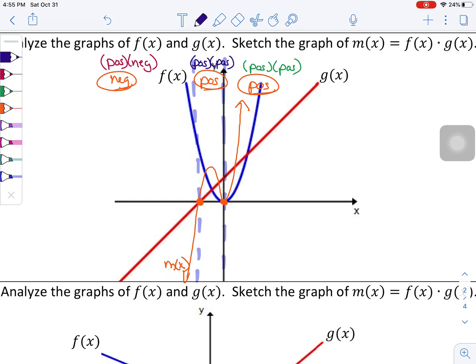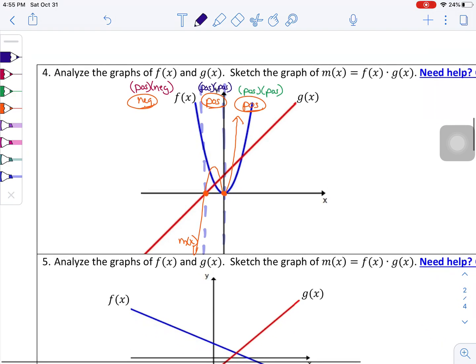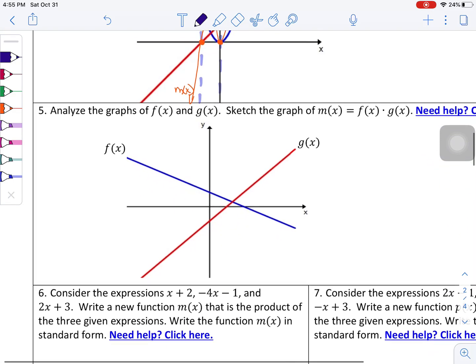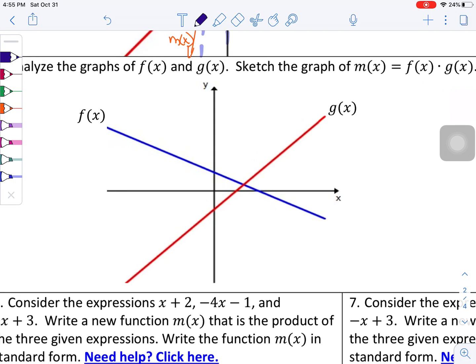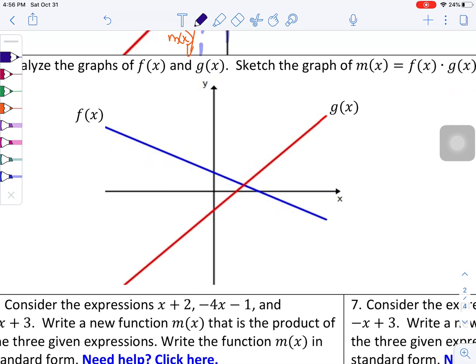All right, so now I'm going to repeat the process and do the exact same thing for number 5. Now, number 5, we still have f of x and g of x. F of x is our blue line, g of x is our red line. And it says to sketch the graph of m of x equal to f of x times g of x. So same thing, we're just not going to end up with a third degree function, which was what that first one was. What we will end up with here is probably some kind of a quadratic.